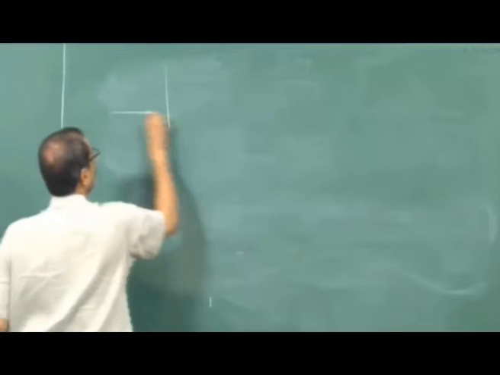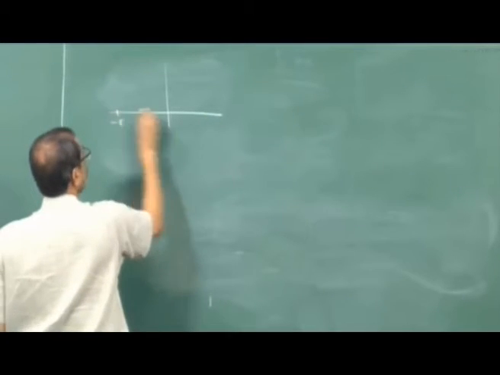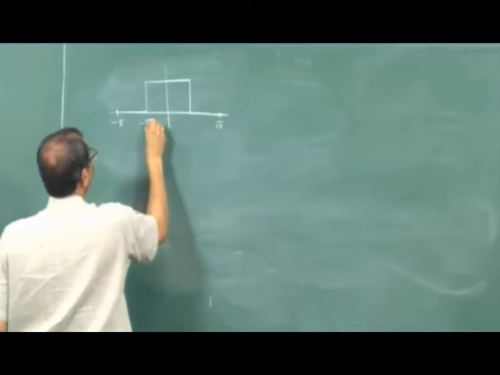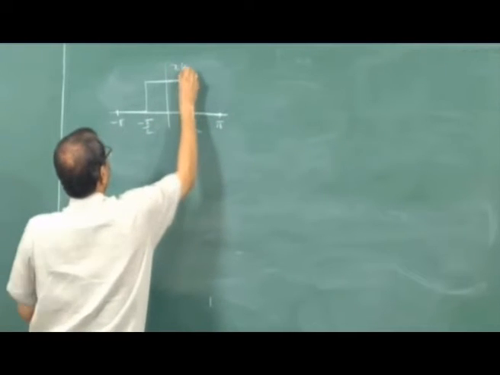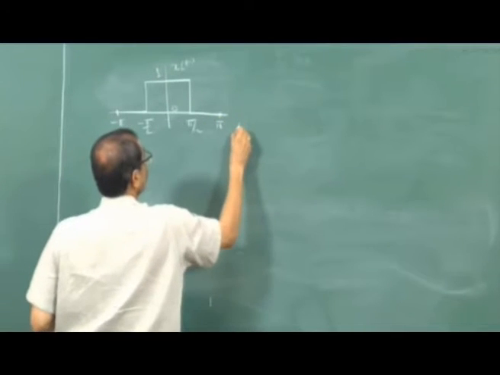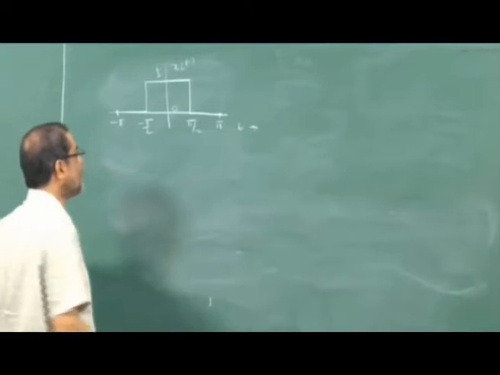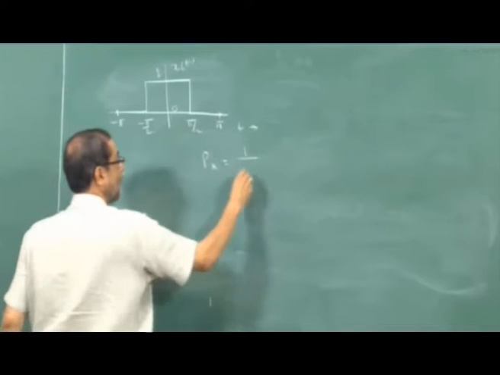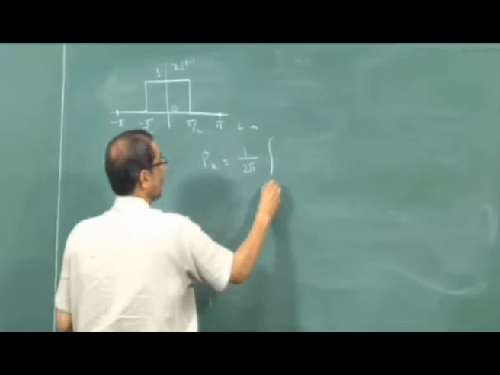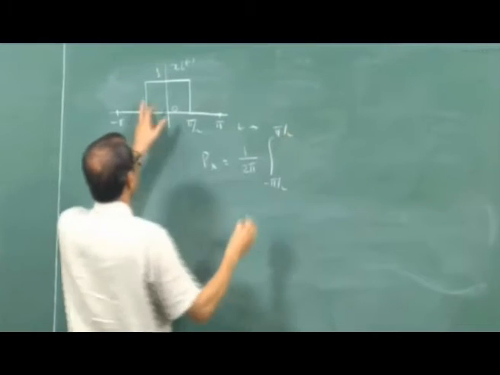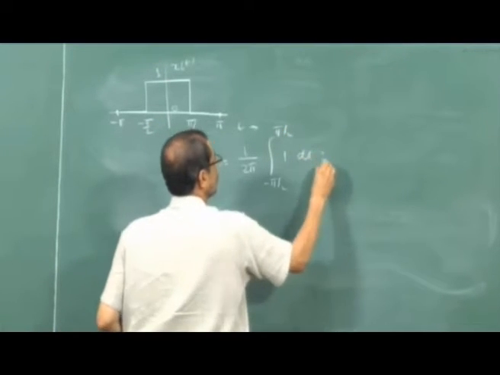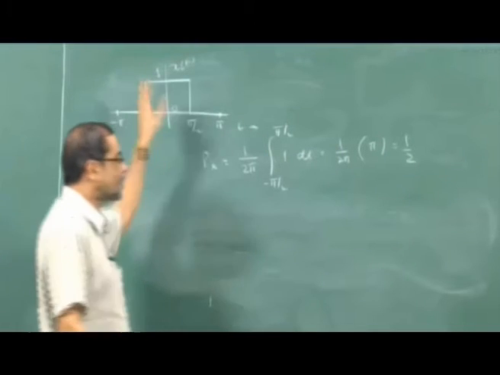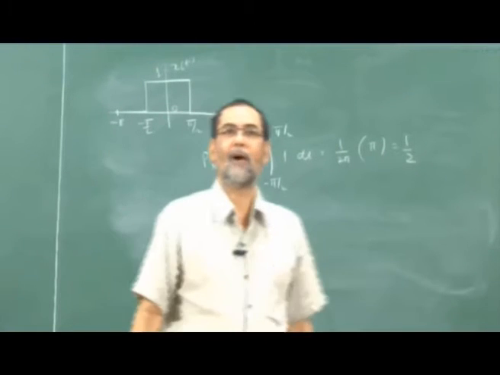The signal I had was, minus pi, plus pi, minus pi by 2, plus pi by 2. This is my x of t and the value is 1 here and 0 here. This is one period. So its power of x is 1 by t naught, which is 2 pi, in this case minus pi by 2 to plus pi by 2, x square is 1, dt, so it is 1 by 2 pi into pi, so it is half. So this signal has power equal to half.